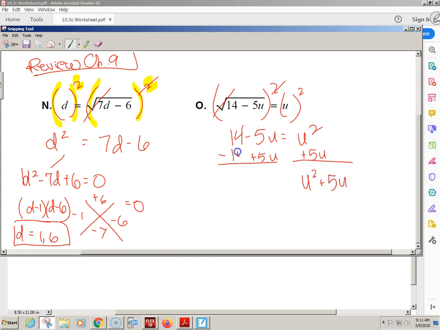We would have to also move the 14. Remember, none of these are like terms. So I can't be combining a u squared with a 5u with a 14, so I just have to keep them all separate. What do you guys think? Anything nice with these guys?